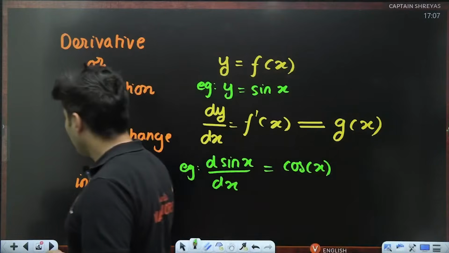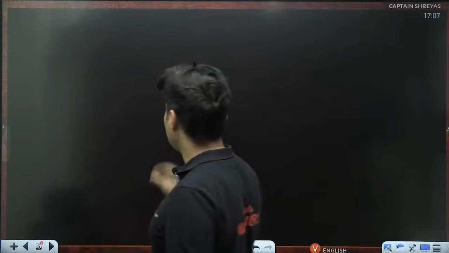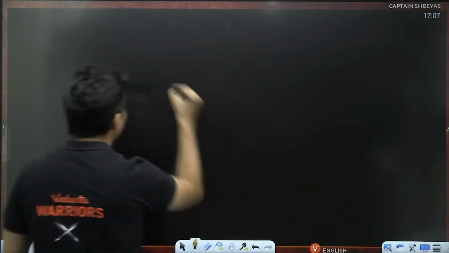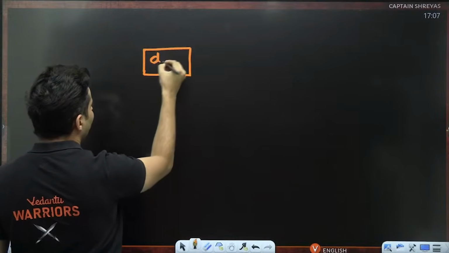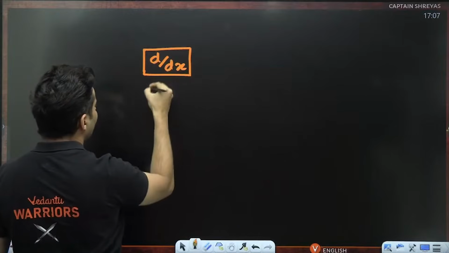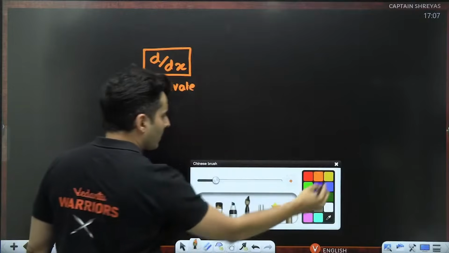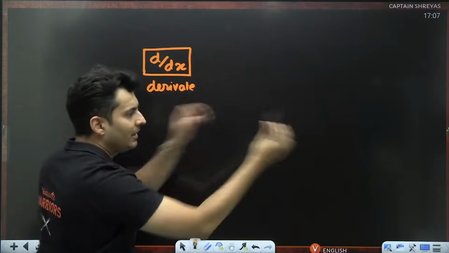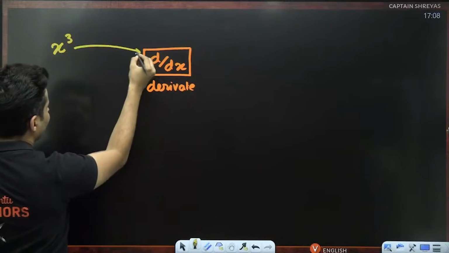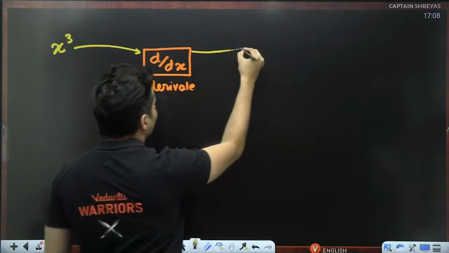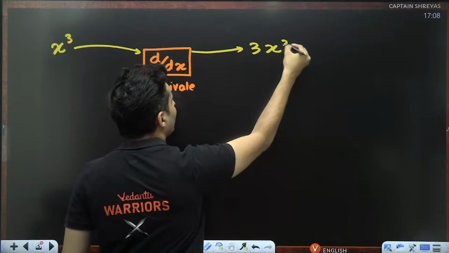So let me give you a couple of examples and let's see what your answer is. Imagine I told you there is a magical box whose job is to differentiate. So it basically takes derivative, and I give input, it gives me the derivative of it. Say for example, the input that I give is x cube, the output that I get is the derivative of x cube, which is nothing but 3x square.